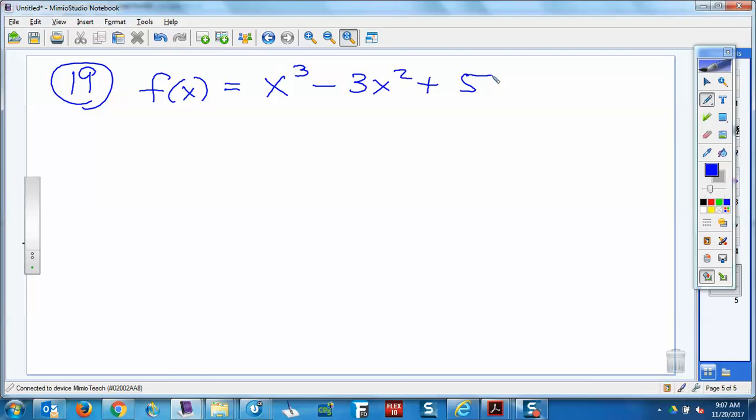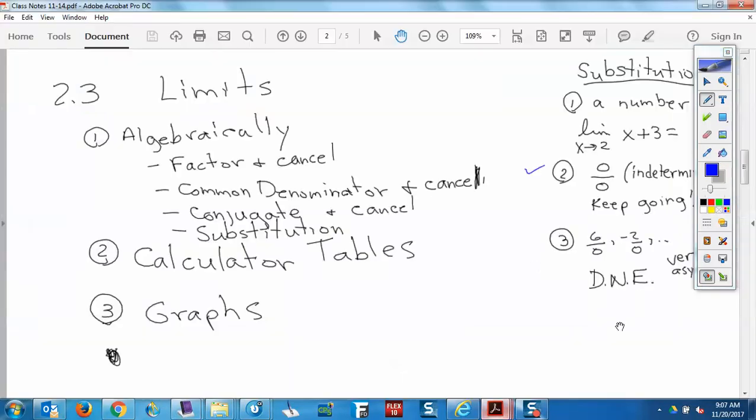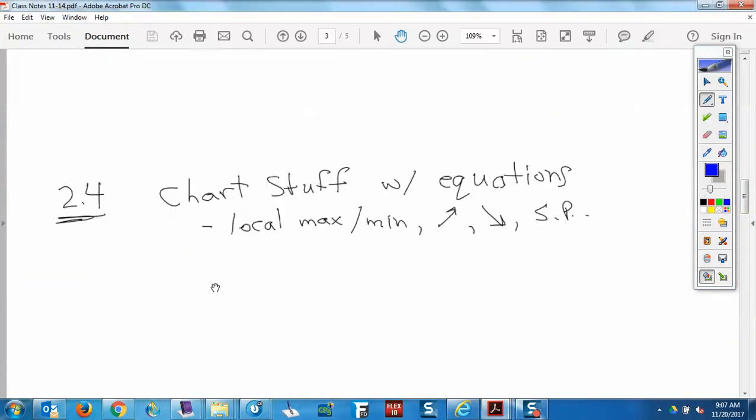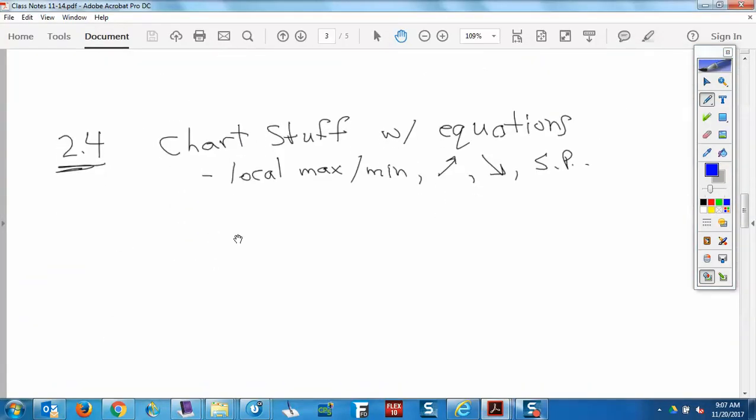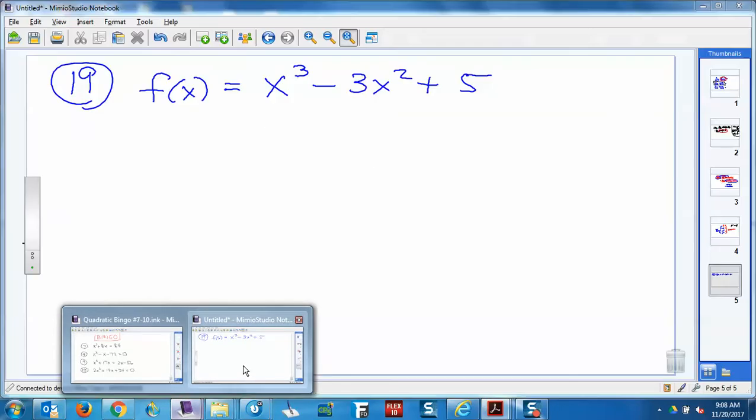Okay, where is the function increasing? Where is it decreasing? Where does it have local max? Where does it have local min? So what would this look like as a no calculator? This is where we go into section 2.4, and I showed you this earlier. I said that section 2.4 is when we bring our chart stuff in, but now with equations as opposed to graphs. So that's what this question 19 is representing.